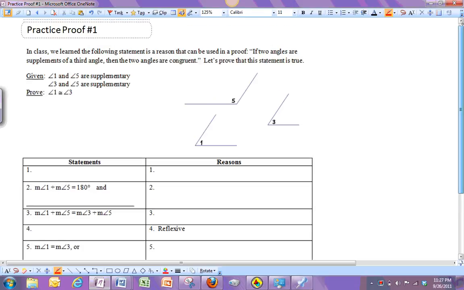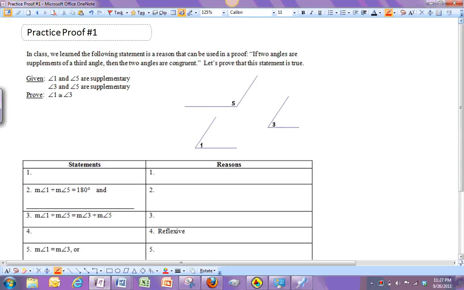Alright, so let's take a look at this practice proof. Now in class, we're actually going to do one that we've already talked about in class, but we haven't actually proven this statement. So it's one of the reasons that we listed in our notebooks, and it says this one. If two angles are supplements of a third angle, those two angles are the same.